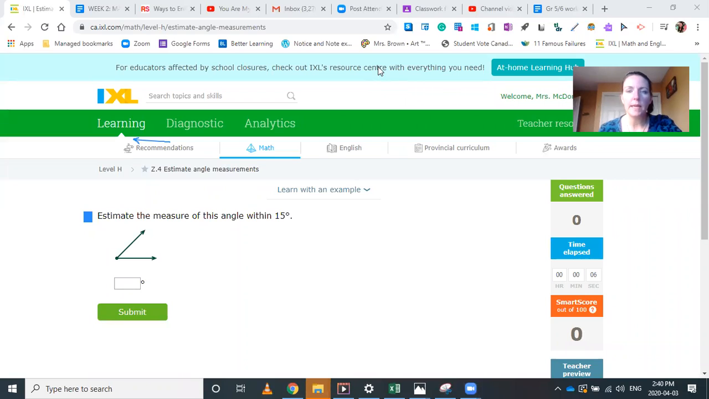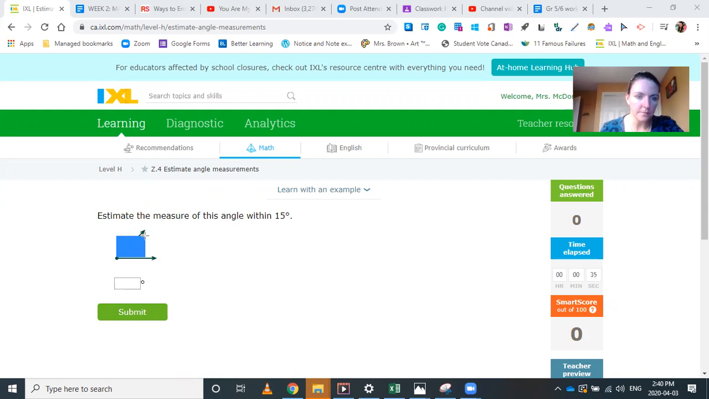Now, yesterday, Friday, we measured with a protractor, and that was great. This time it's not giving you a protractor. So what are we going to do? I'm going to use my box again, my drawing, and I'm going to draw a square from that point up. All right.